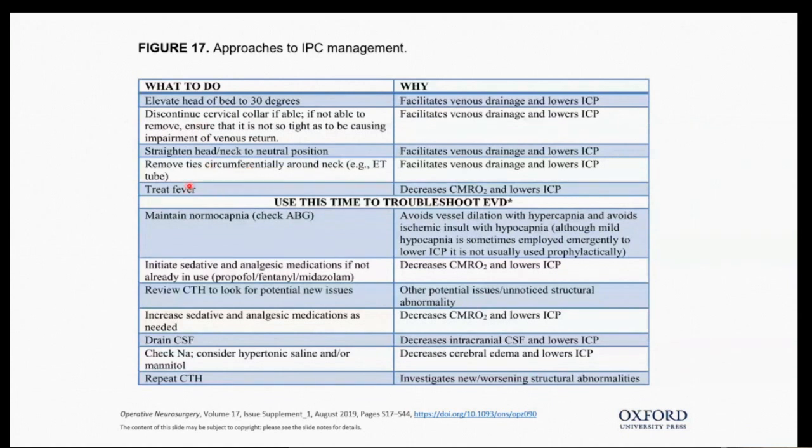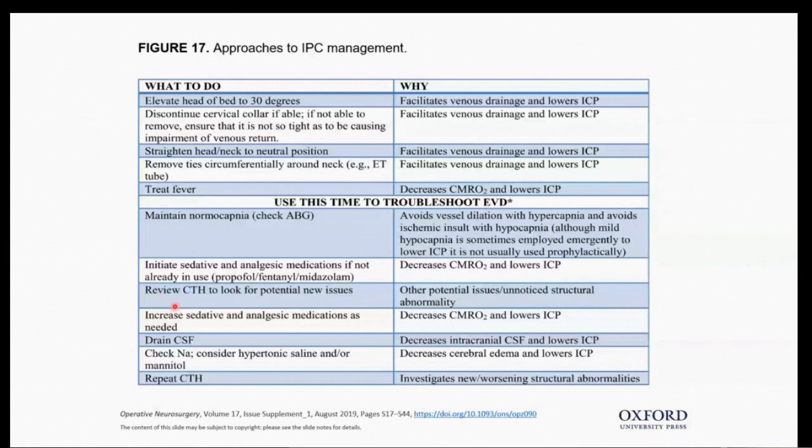Treat fever, and this will decrease the CMRO2 and lower the ICP. Maintain normocapnia, not hypocapnia. The only indication for hyperventilation or hypocapnia is very mild hypocapnia in an emergency situation, but nothing other than that, please, and not below 32 millimeters. We don't use this anymore. The other thing is you can sedate your patient with propofol, fentanyl, and midazolam, and this will decrease the consumption of O2 and thus lower the ICP.